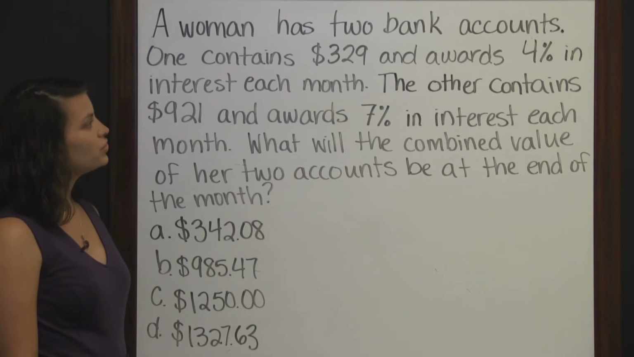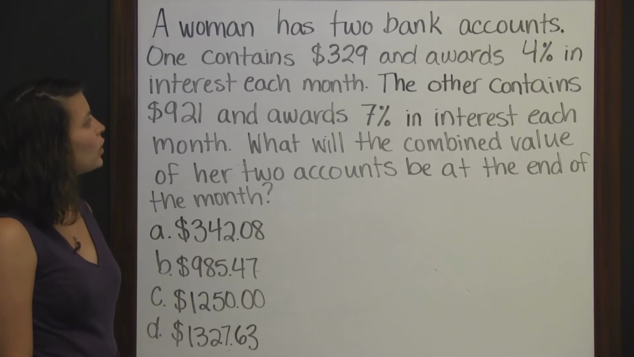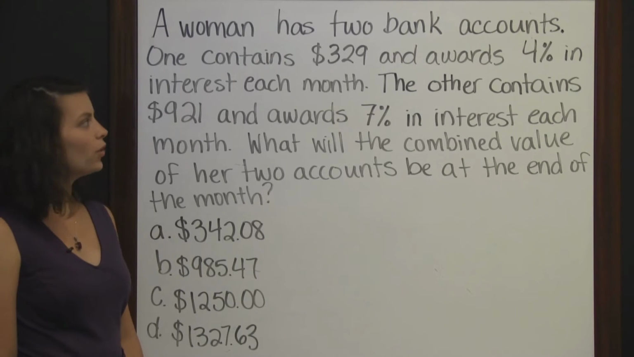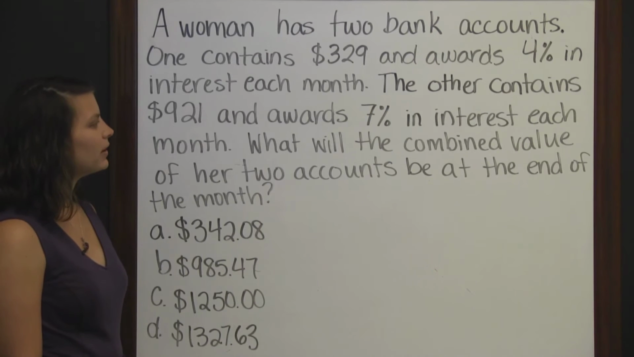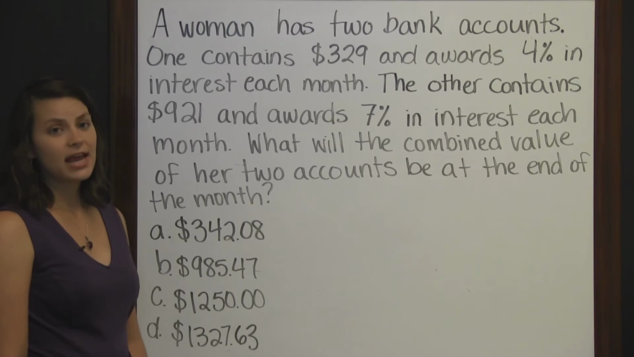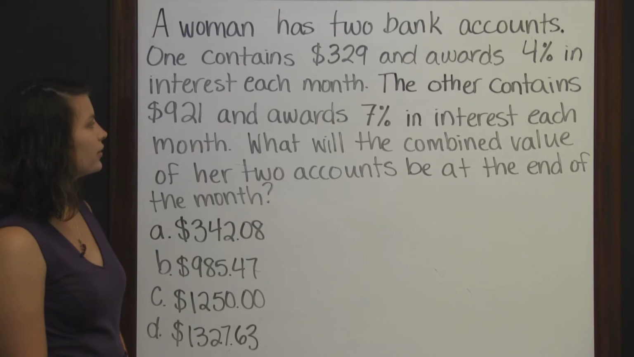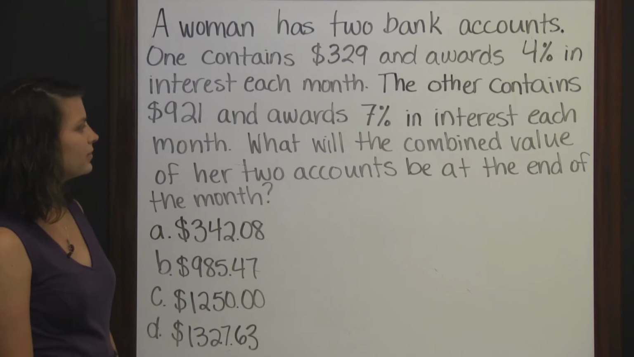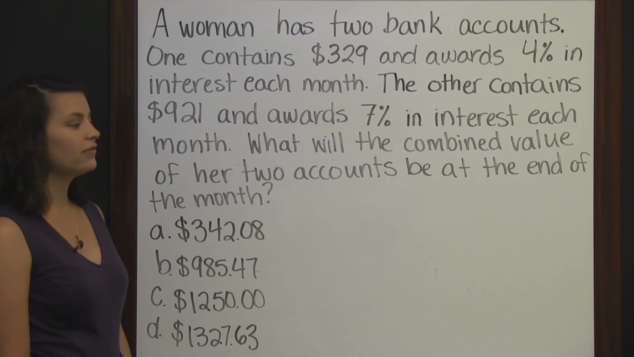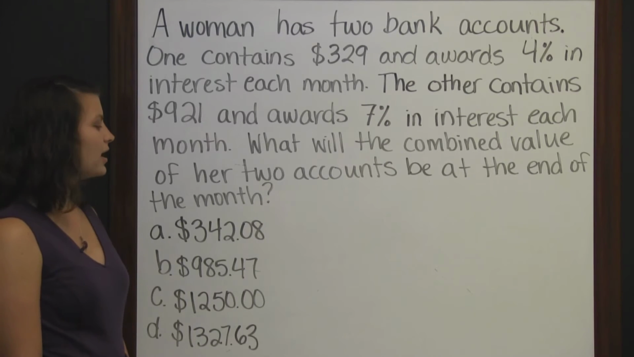A woman has 2 bank accounts. One contains $329 and awards 4% in interest each month. The other contains $921 and awards 7% in interest each month. What will the combined value of her 2 accounts be at the end of the month?